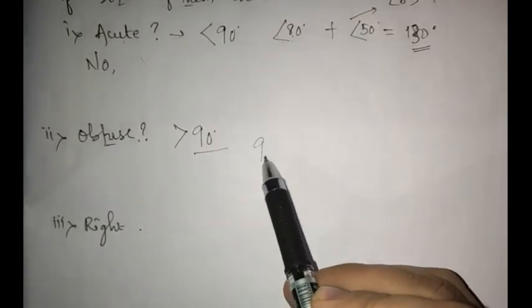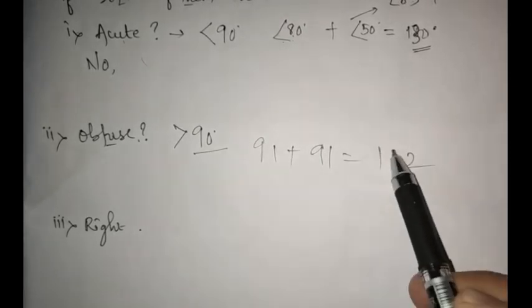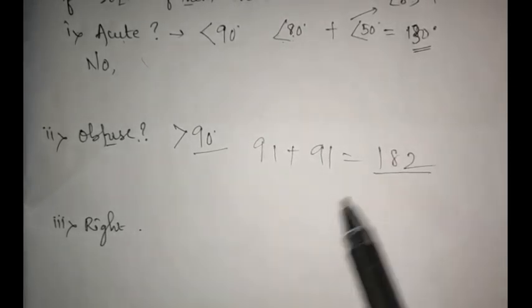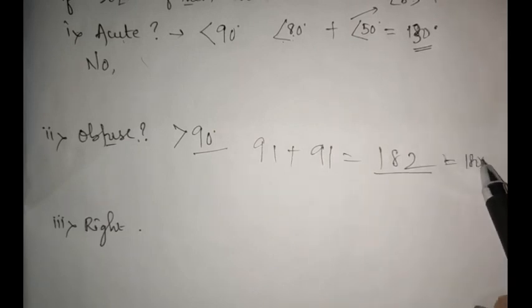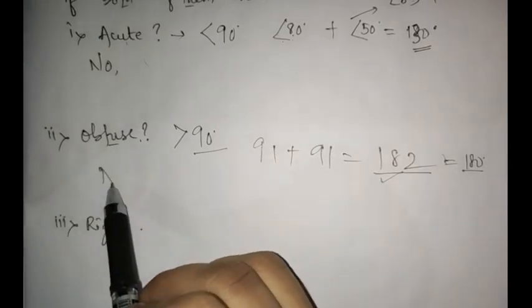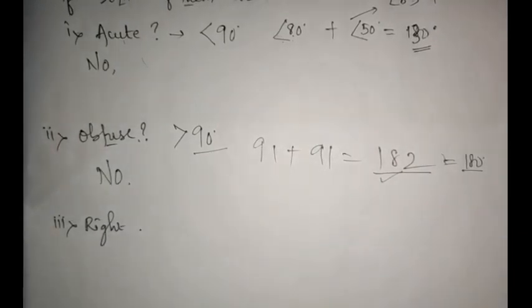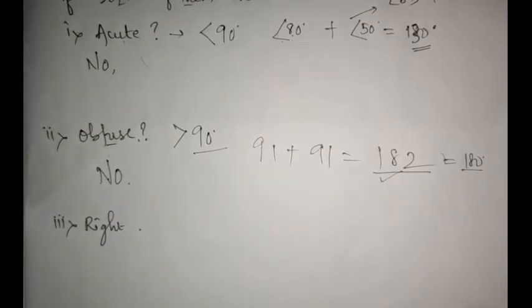So if you add 91 and 91, then 1 plus 1 is 2, 9 plus 9 is 18, giving 182. Just see, supplementary is 180 degrees, but we are getting a value greater than 180 degrees. So in this case also it is not possible; two obtuse angles cannot be supplementary.